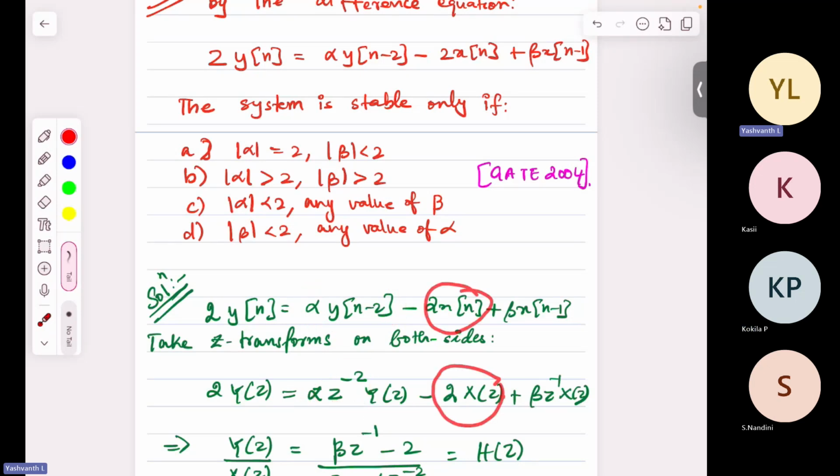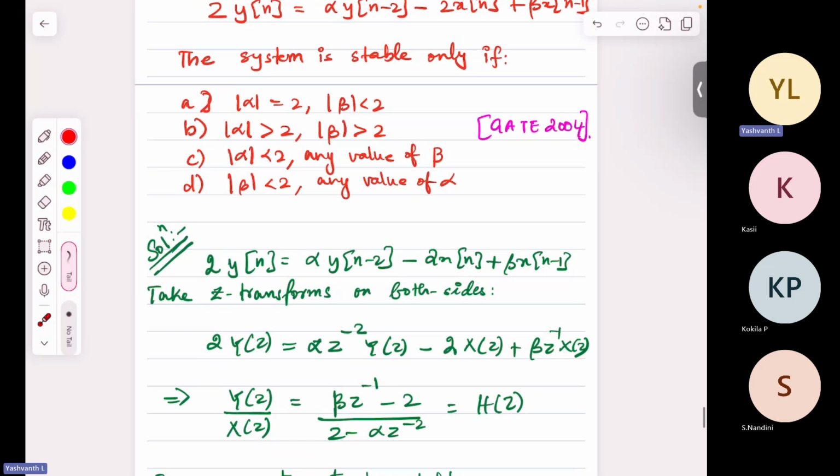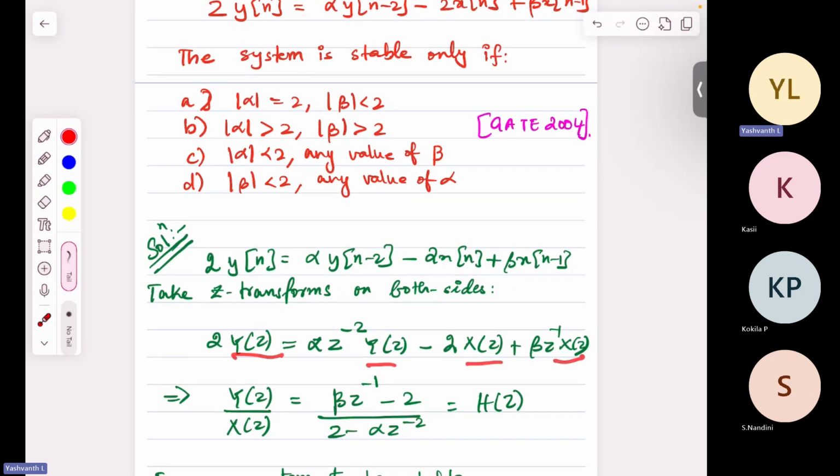2x of n becomes 2x of z, and beta times x of n minus 1 becomes beta times z inverse of x of z. Now collect all y of z common and x of z common, and you get y of z by x of z. What it comes out to be is beta z inverse minus 2 divided by z minus alpha z power minus 2, which is nothing but the system function h of z.